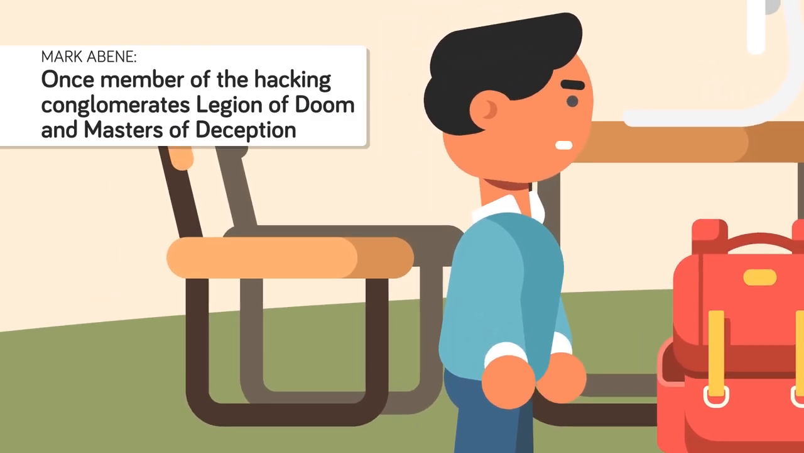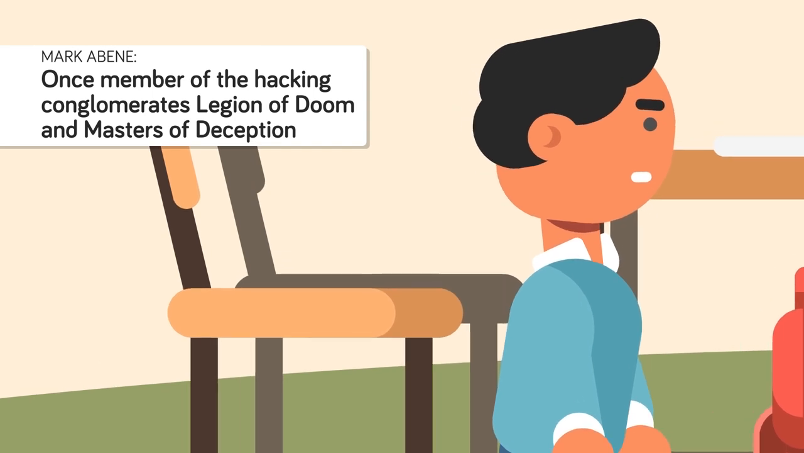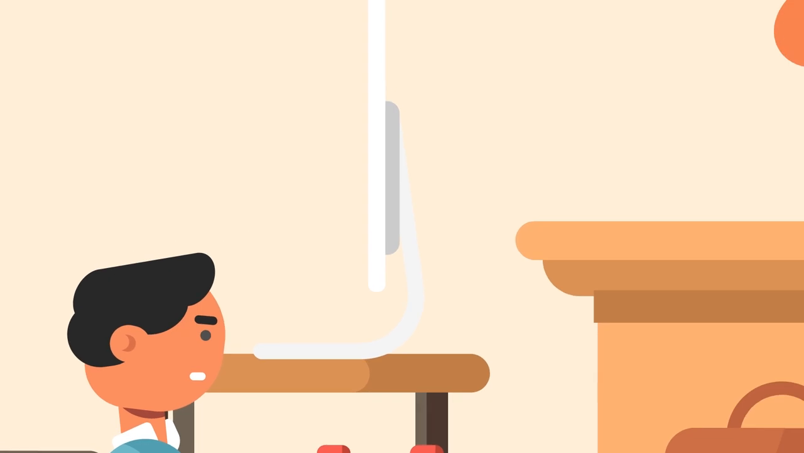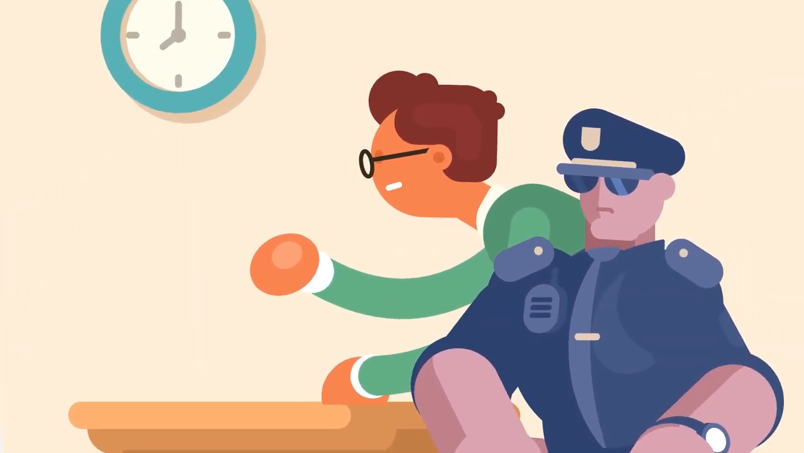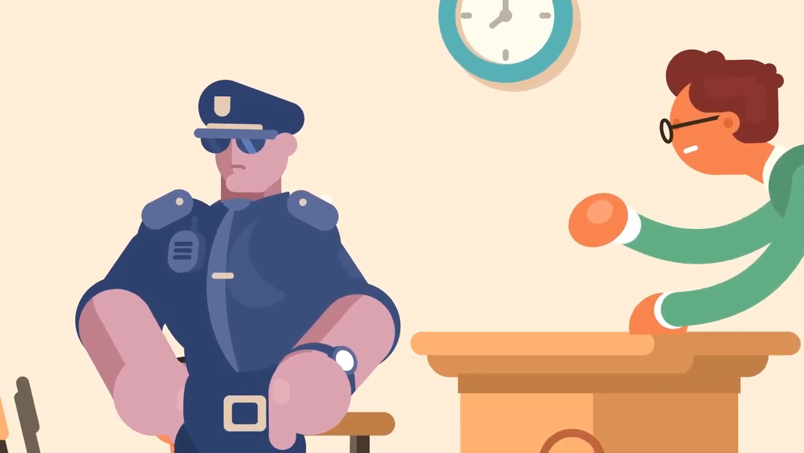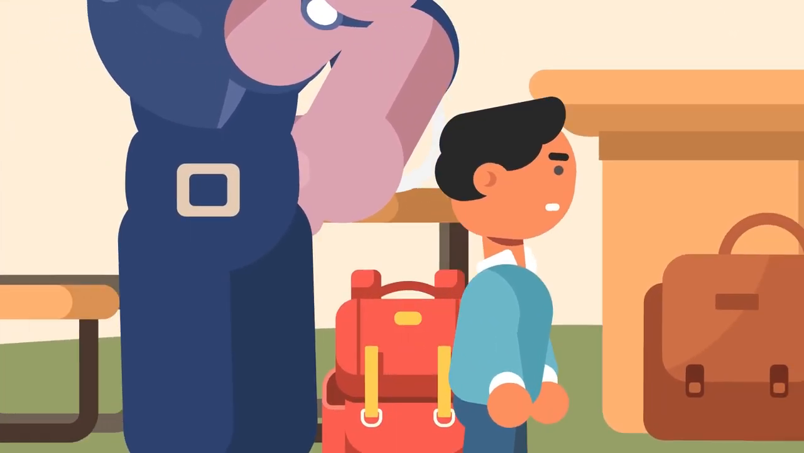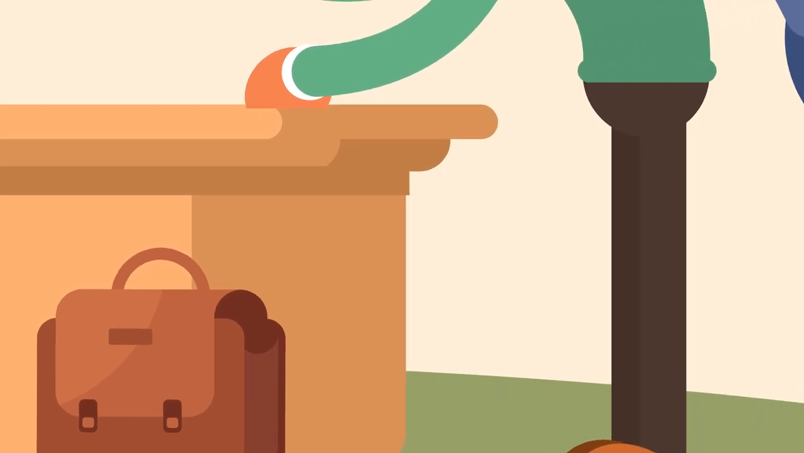Mark Abene. This hacker was once a member of the hacking conglomerates Legion of Doom and Masters of Deception. He started young and became one of the world's most famous hackers after he was arrested by authorities in 1990. He was accused of various things, including crashing the network of AT&T. He was a minor when he did that, but still served a year in prison and was handed 600 hours of community service.